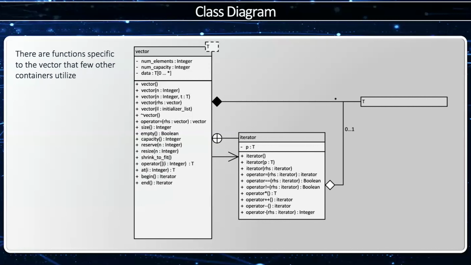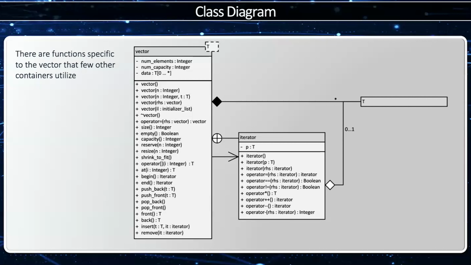There are functions specific to the vector that few other containers utilize. For example, push back and push front allow me to increase the number of elements in the collection. Pop back and pop front allow me to remove the elements. Front and back allow me to directly access the front or last element. Insert and remove allow me to insert and remove elements in the middle of the collection.